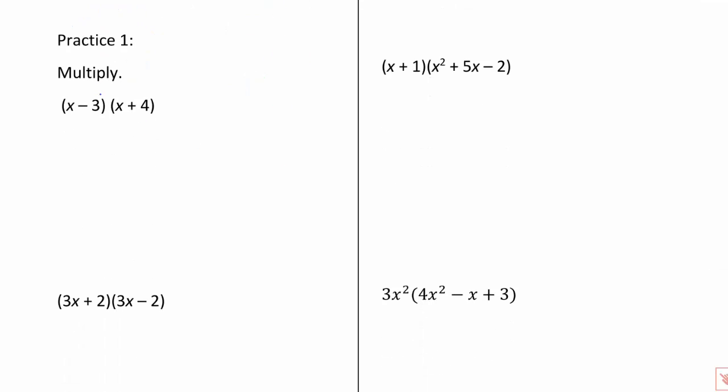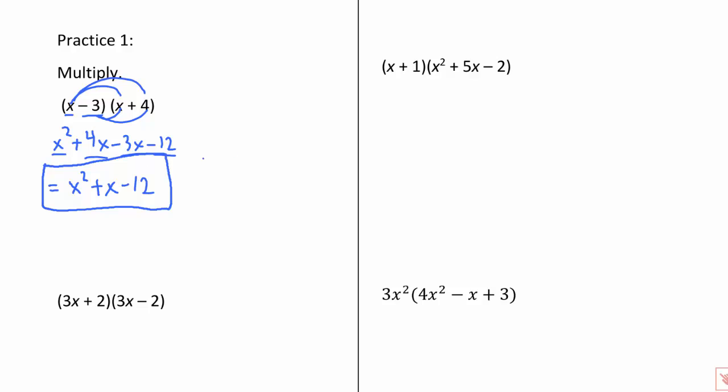So if we look at practice 1, it wants us to multiply x minus 3 times x plus 4. So I'm going to distribute the x to both terms here. x times x is x squared. x times 4 is 4x. Negative 3 times x is negative 3x. And negative 3 times 4 is negative 12. Combining like terms, we get x squared plus 4x minus 3x, which is plus x, and minus 12 at the end. And there's your answer.